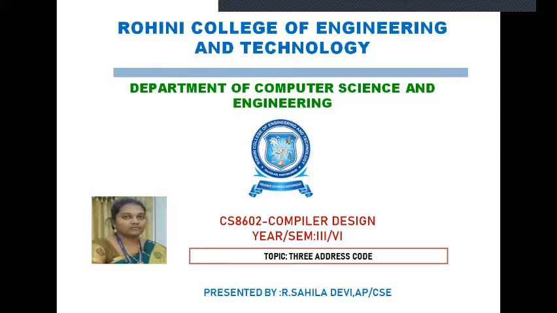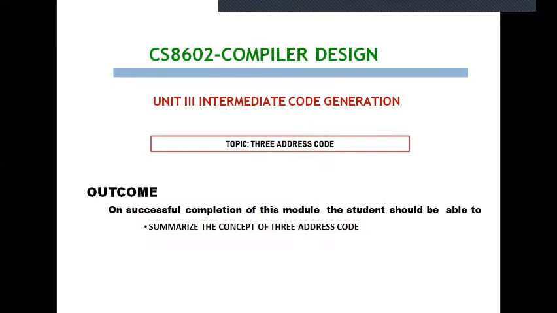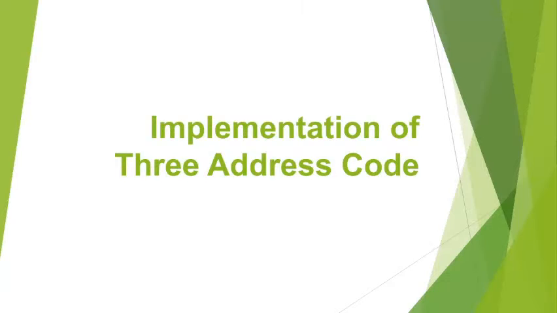Today we are going to discuss the subject CS8602 Compiler Design. In Compiler Design, Unit 3 is Intermediate Code Generation. In this unit, we are going to discuss the topic 3-address code. The outcome is, on successful completion of this module, the student should be able to summarize the concept of 3-address code and its implementation. Today we are going to discuss the implementation of 3-address code.